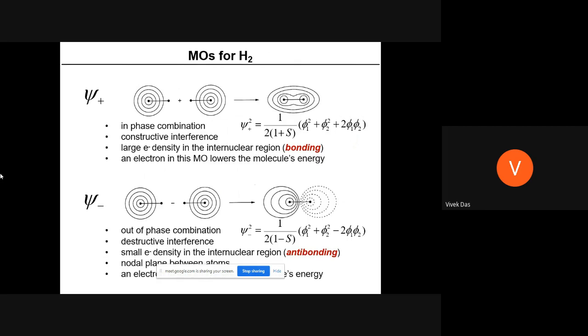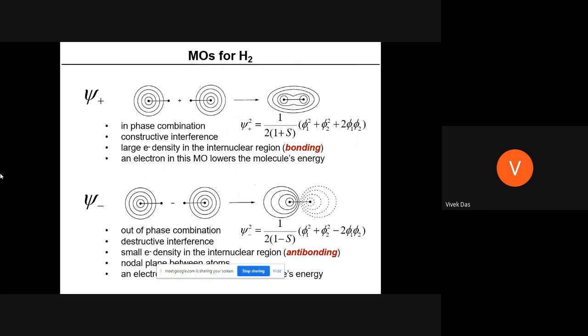In the case of an anti-bonding orbital, the electronic density in between the two nuclei is very small, and a nodal plane exists between the two atoms.